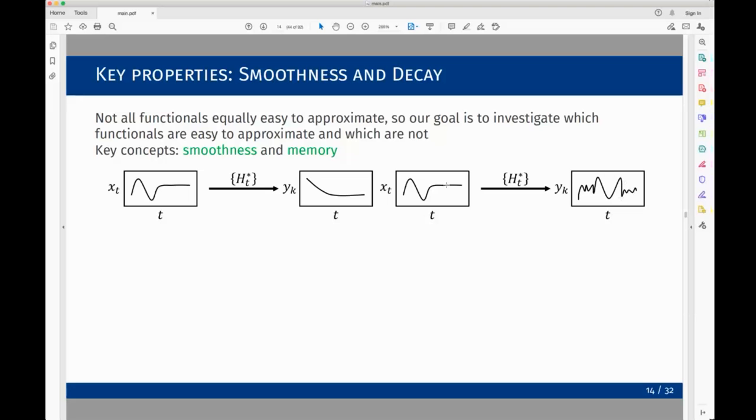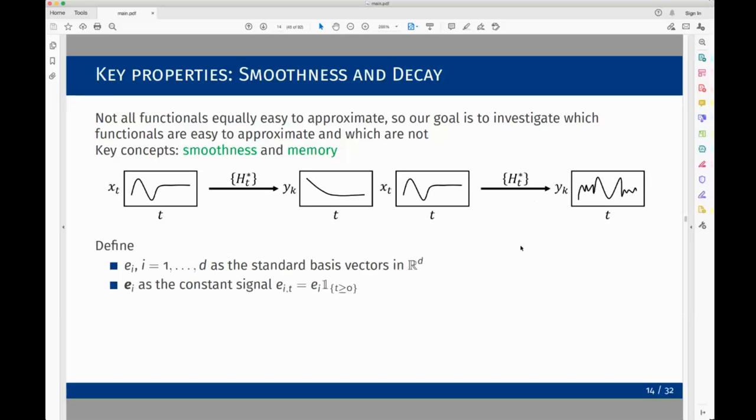And secondly, even if the input signal becomes saturated in the second half of the time steps, the output still varies a lot. So that means it depends on the long memory of the input signal. It even depends on the beginning of the input signal. So we would expect that the left type of functional is easy to approximate, and the right type of functional is difficult to approximate. So how do we make this kind of intuition precise?